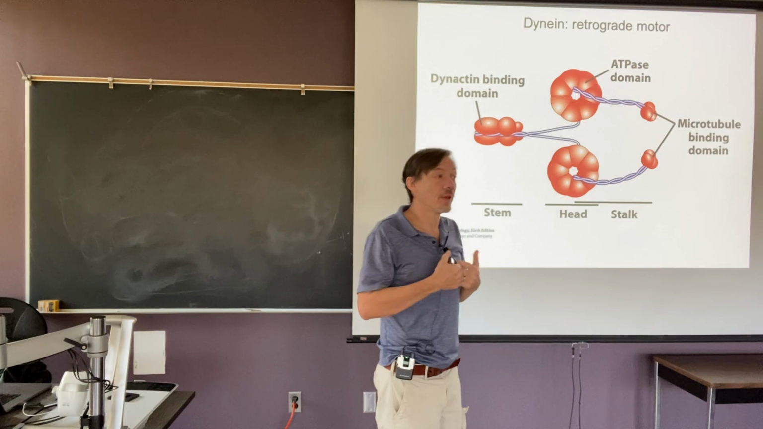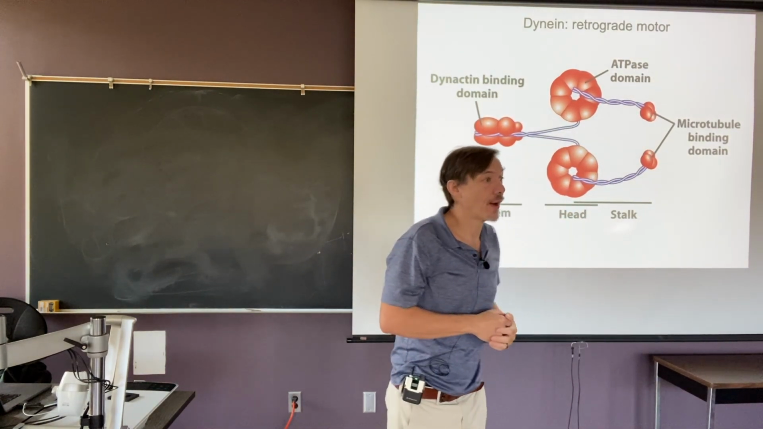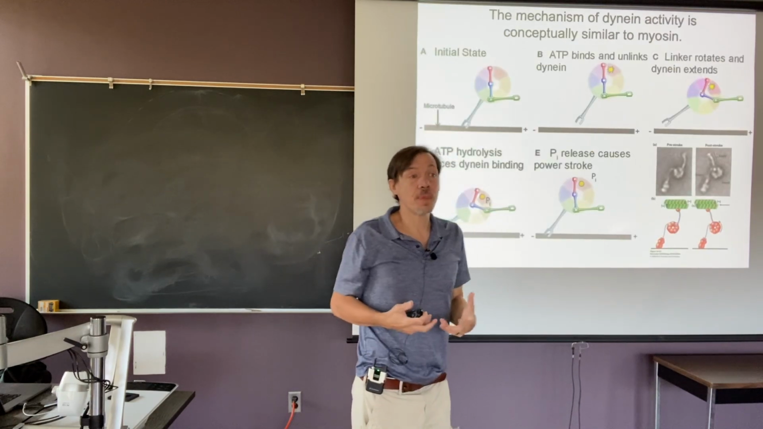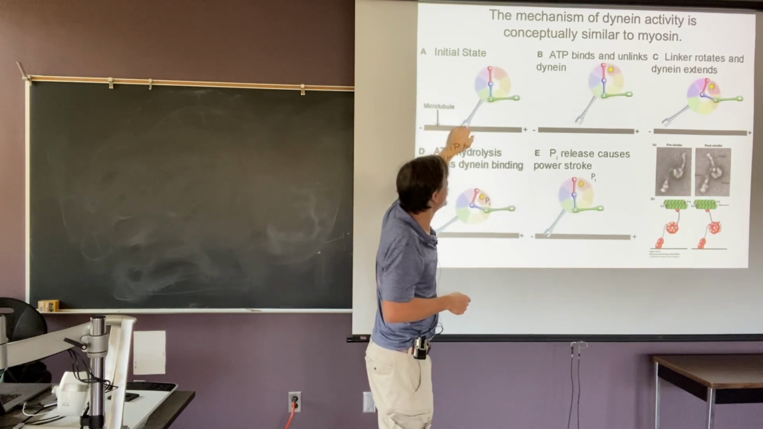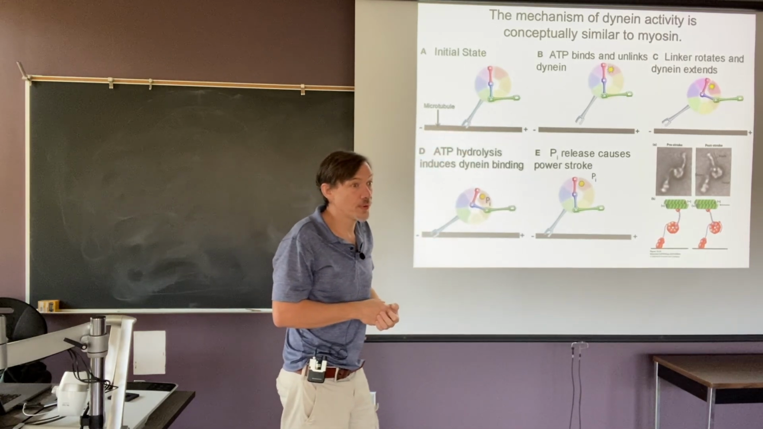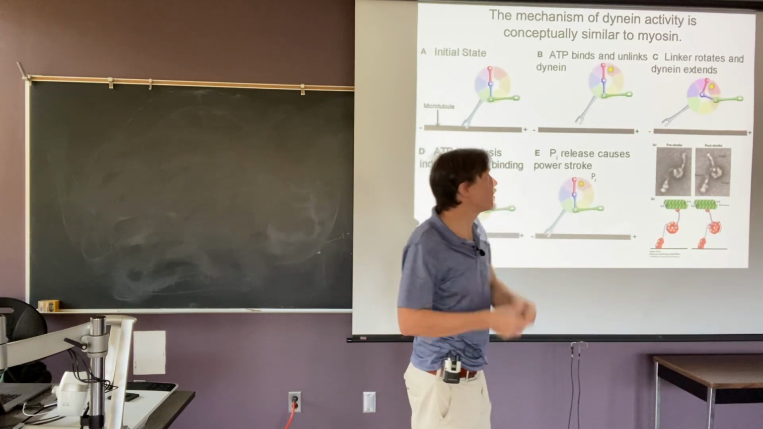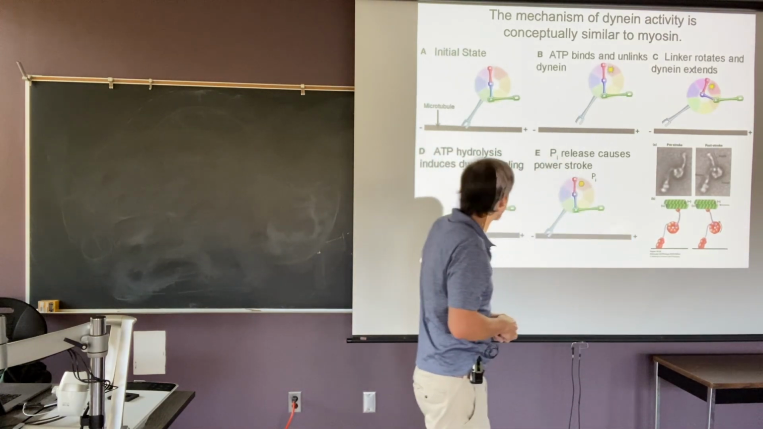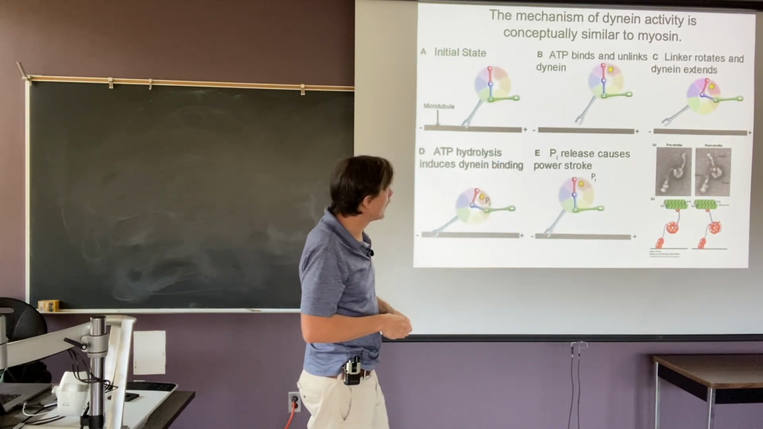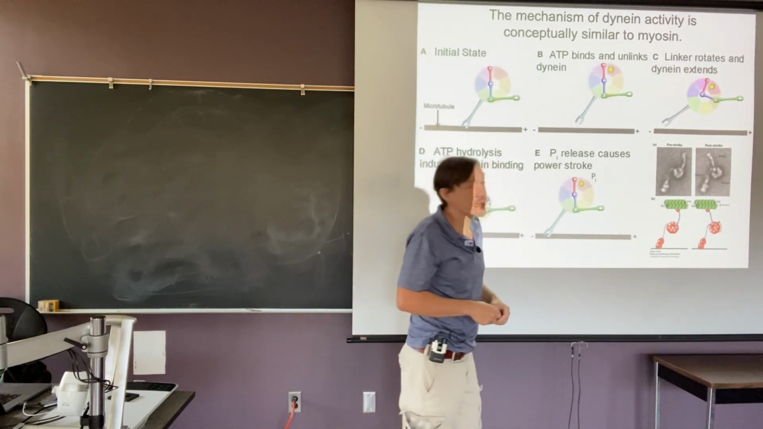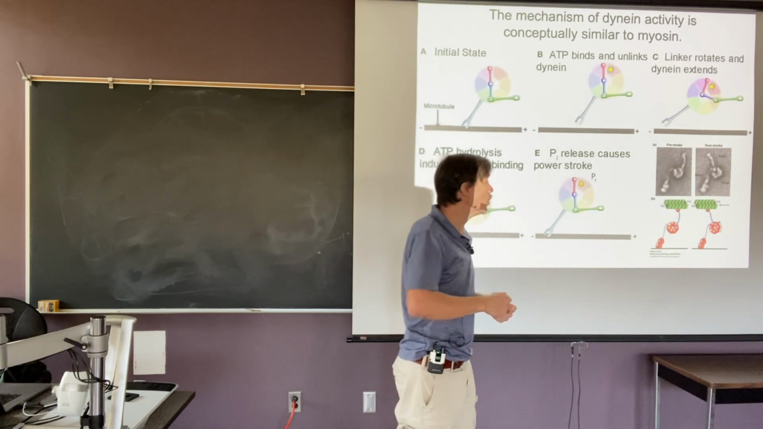Like with myosin, like with kinesin, dynein utilizes ATP as an energy source. And in terms of its mechanism of action, it's similar in that initially we start off with dynein bound to a microtubule, ADP is present, ATP is going to bind, ADP gets released, there's a conformational change, ATP is being hydrolyzed, and then inorganic phosphate is released, and this causes the power stroke of dynein, which allows it to move.